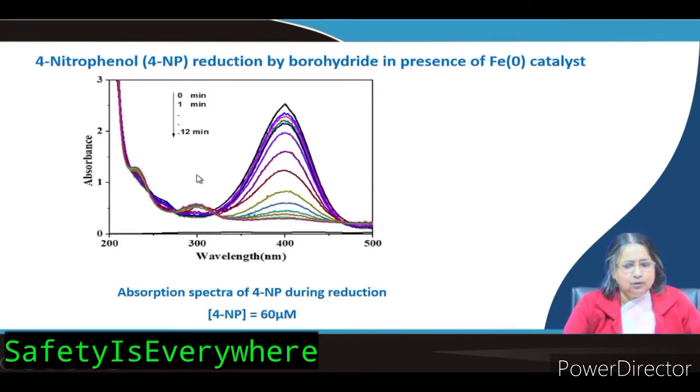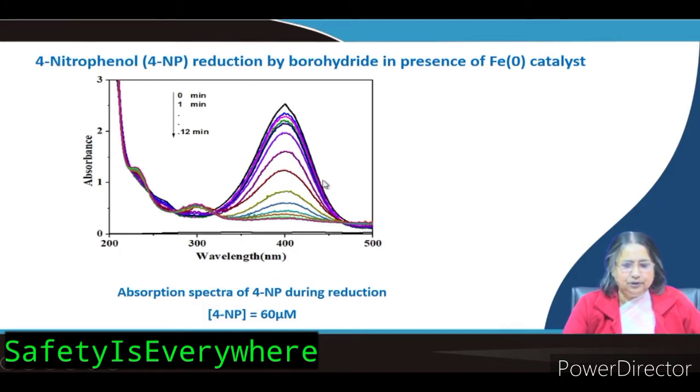So, basically we are doing nitrophenol reduction to aminophenol by using the catalyst, iron 0 nanocatalyst. Now, this is the spectrum of nitrophenolate. Why nitrophenolate? Because as soon as you put the borohydride, the medium will become alkaline. So, nitrophenol will be automatically converted to phenolate. That is why the spectra you are getting is the absorption spectra of nitrophenolate.